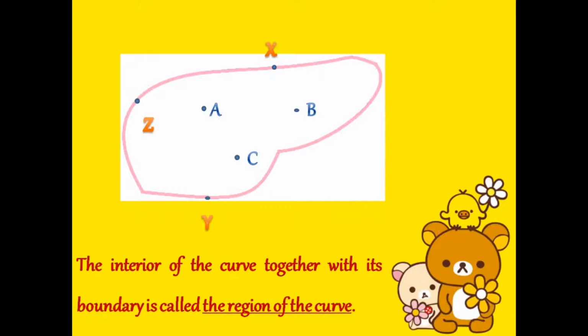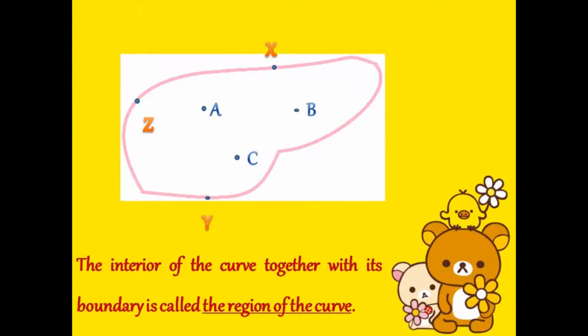Let's consider a curve here. I'm going to consider some points which are inside the curve. Also, other such points which are on the boundary. Together, what can we call these points? The points which are on the boundary and also in the interior of the curve, together we can call it the region of the curve, or the interior of the curve together with its boundary we can call the region of the curve.